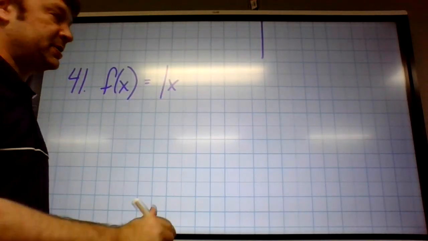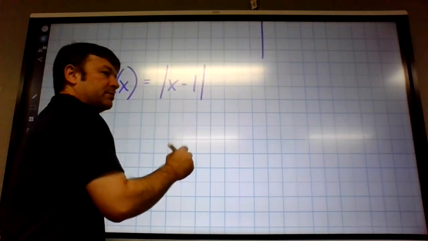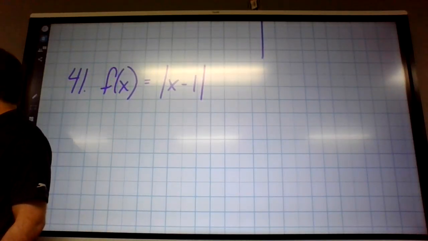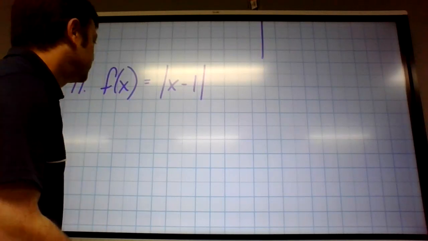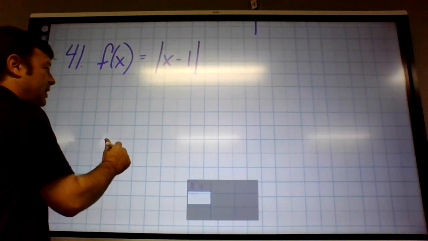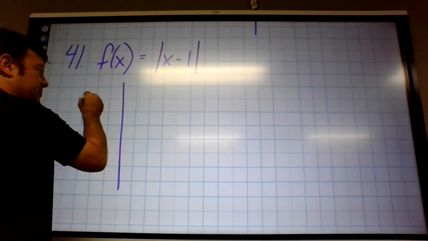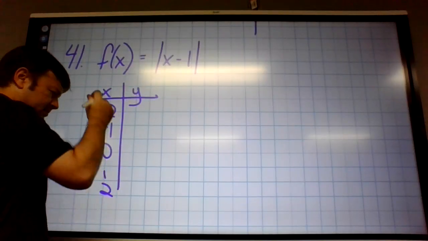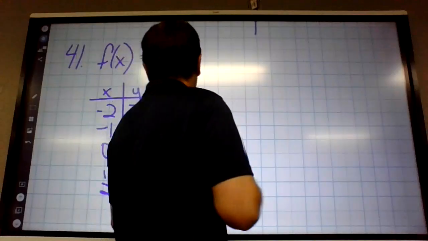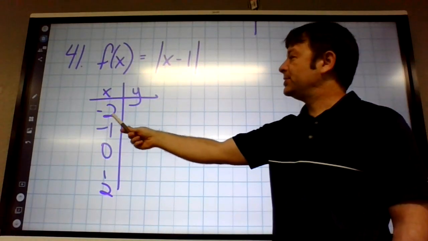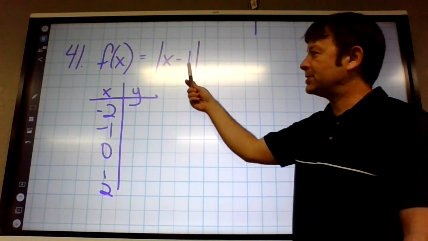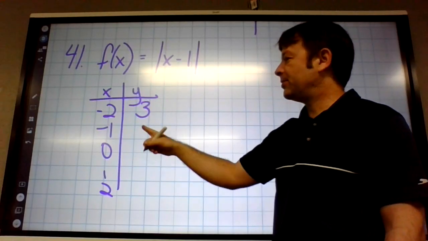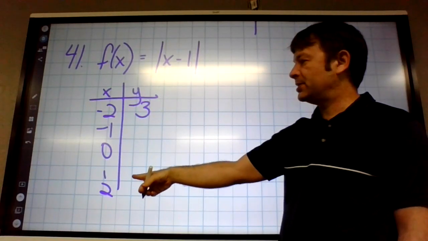On 41, what is this -1 going to do to the graph? Move it right. Yes, it's going to move it right 1. And on this one, they told us the domain, so our domain is limited to just those 5. So what you do is you do -2 minus 1 first, which is -3, and then you take the absolute value, minus 3. So all of these have to be positive or at least 0.